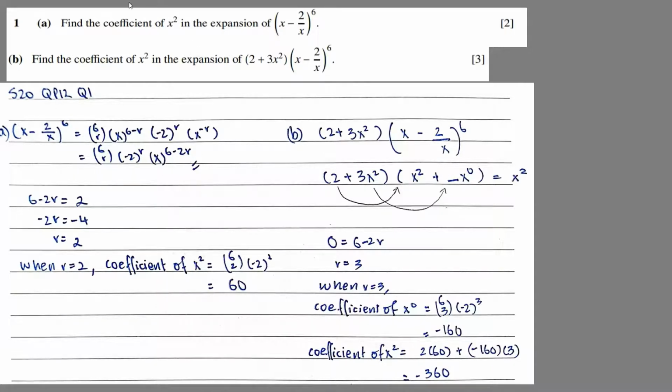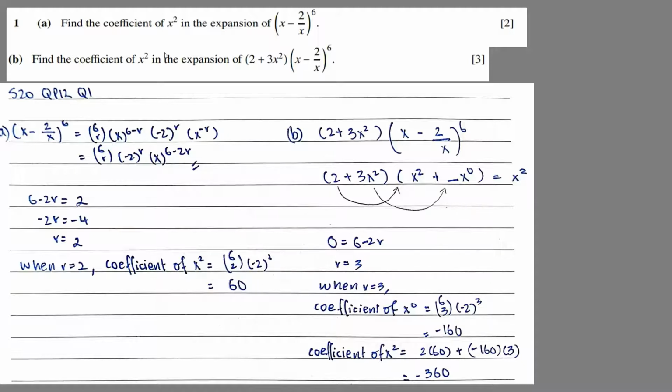Now we're finding the coefficient of x raised to the power 2. So 6 minus 2r is equal to 2. So r is equal to 2. So when r is equal to 2, you get the value of x squared. So the coefficient of x squared, by substituting r equal to 2 into this formula, gives us 6 choose 2 multiplied by negative 2 raised to the power 2, which gives us 60.